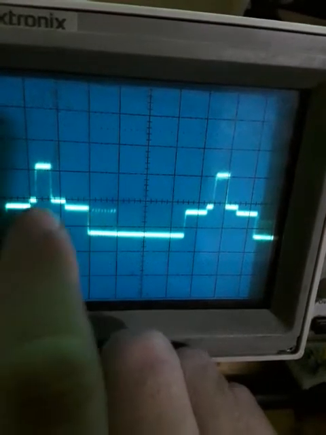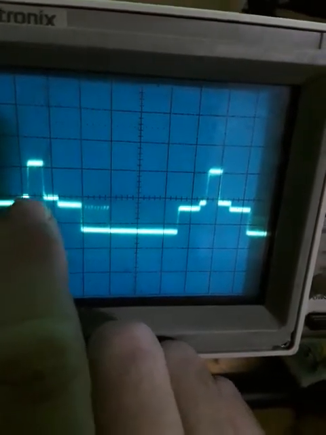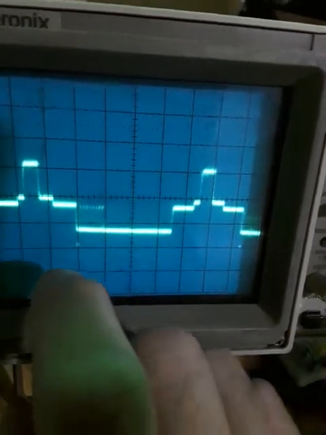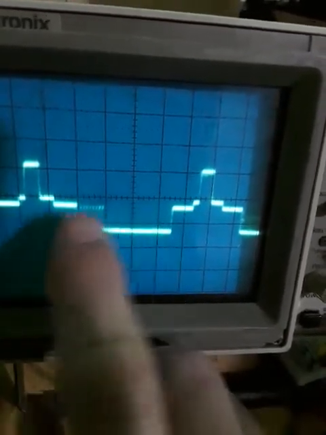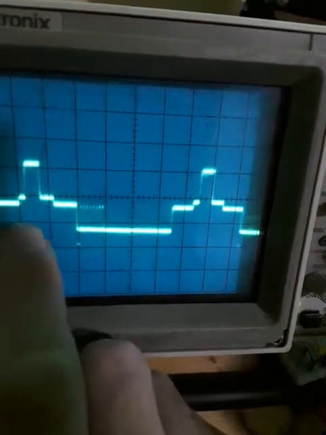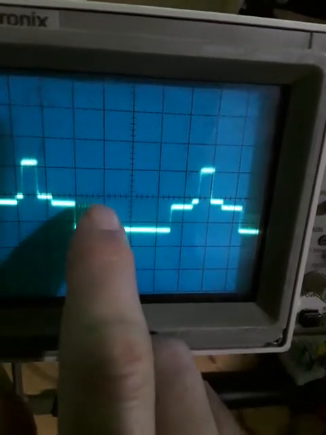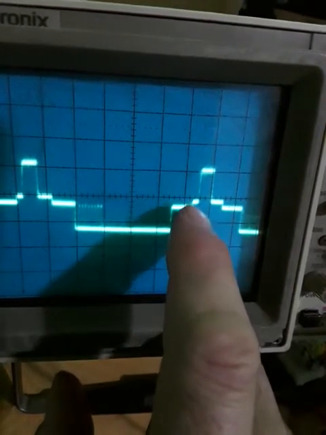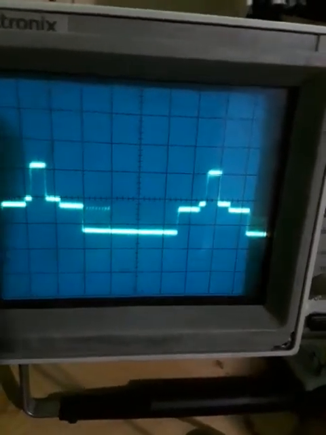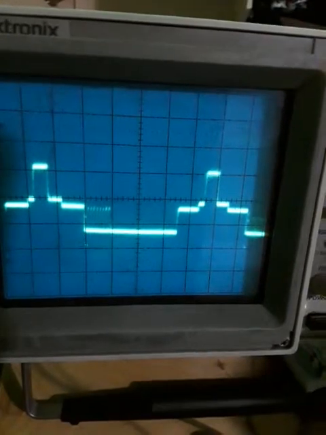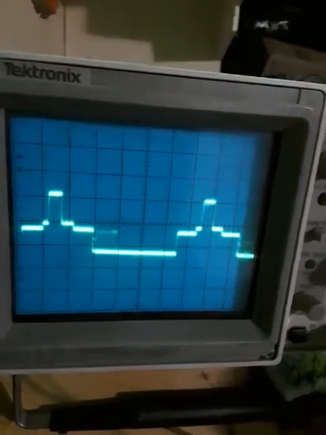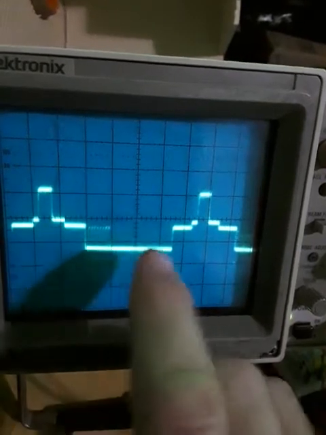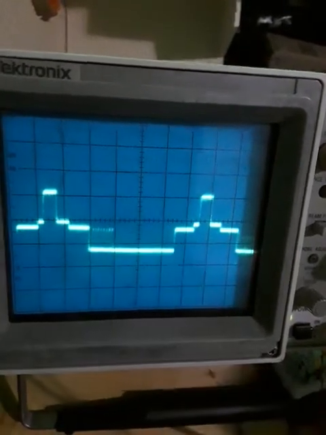So 1.2 times 10, that's our 12 microsecond pulse. So if we check how long the whole period is, it's 10, 20, 30, 40, 50, 64. So it's 64, technically it's 63 point something. So the problem with this video is we have a lot of wasted space here and a lot of wasted space there.